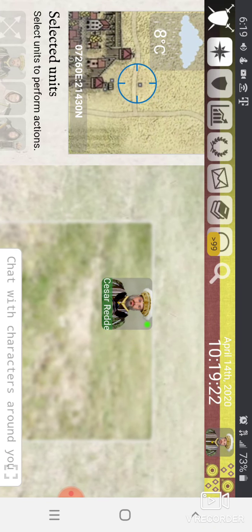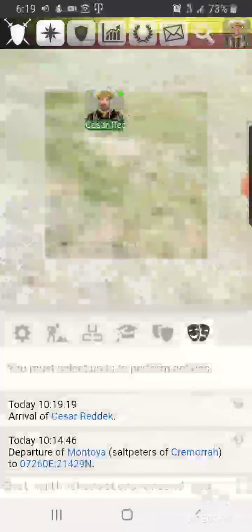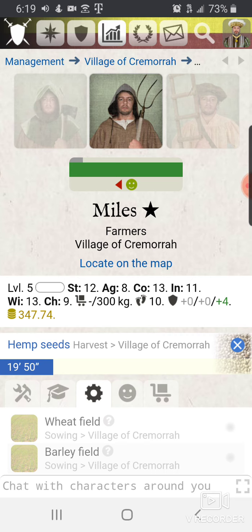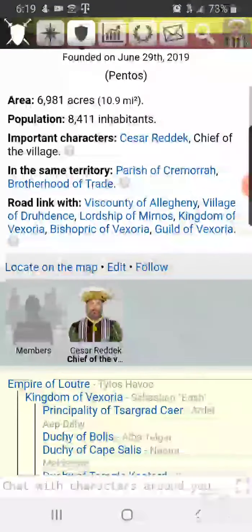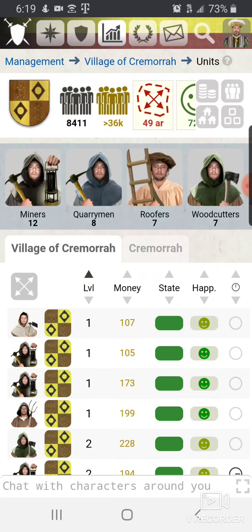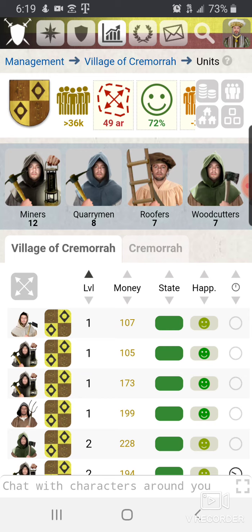Oh, one more thing that I wanted to show. I'm sorry that I missed this. So I'll grab my lord. I won't be able to, but you might, especially during the tutorial. I'll head back to the village of Cremora, down to my units tab. This button here, it's red right now. It says 49 AR. Those are arpents, or like miles or whatever. If that's green, you can click that. It's red, so nothing happens for me.